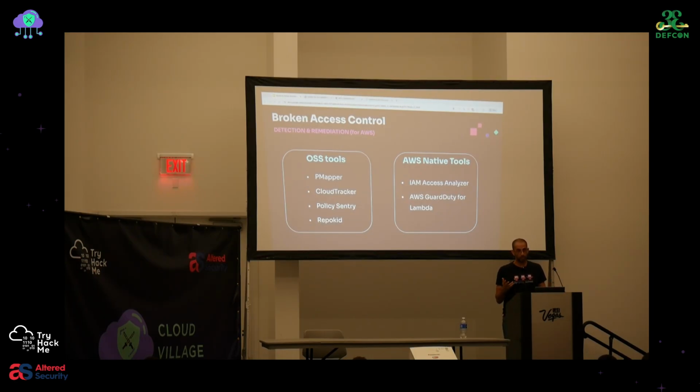It will actually help you understand whether you're using those permissions. And it will help you make a better least privilege policy here. Another tool, which is an AWS native tool, it's called IAM Access Analyzer. This is a great tool provided by AWS. It will help you understand for each role which permissions are actually used.